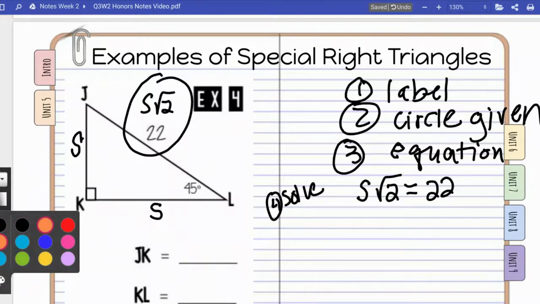In order to get S by itself, we have to get rid of the square root of 2. Well, this is S times the square root of 2. So if it's multiplication, how do you get rid of multiplication? You do the opposite, which is division. So we're going to divide both sides by the square root of 2.